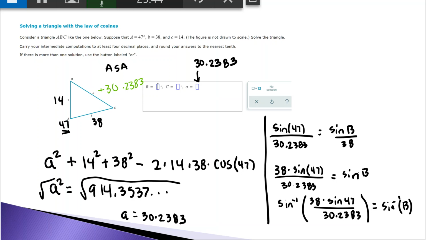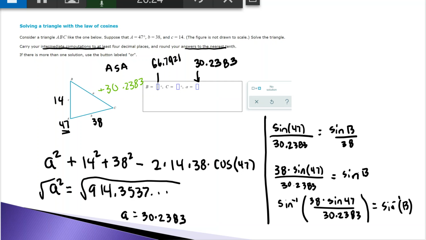Okay, so inverse sine of 38 times sine 47. Notice that all of this is inside the arc sine, divided by 30.2383. And that's given me a 66.7921 for B. Okay, so my intermediate computations are at least 4 decimal places. My answers are going to be to the nearest tenth.